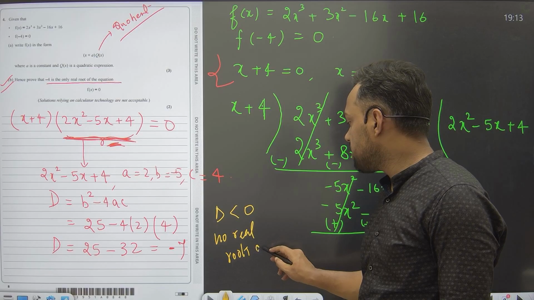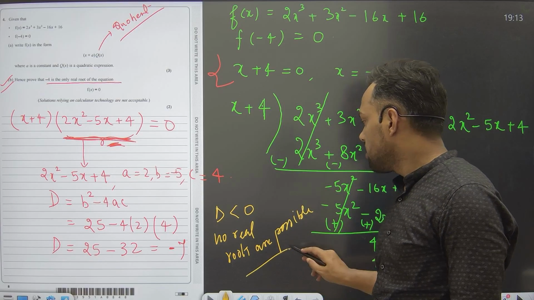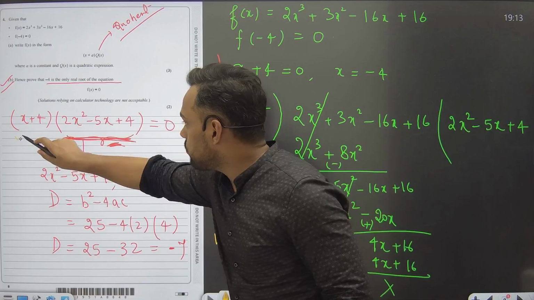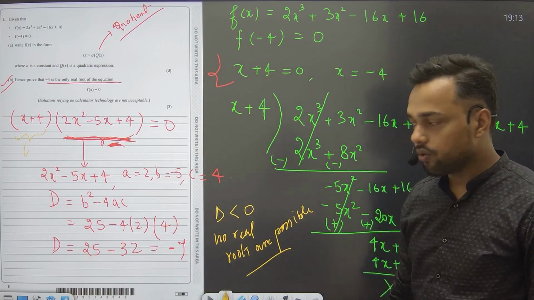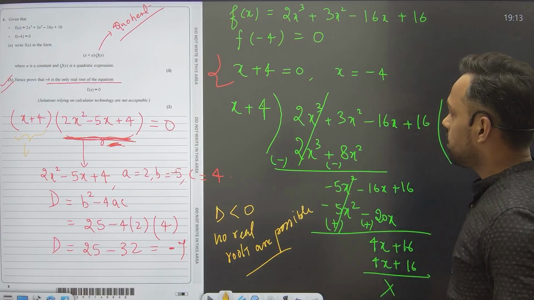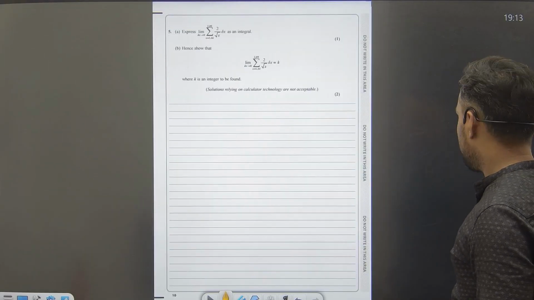Hence we can say that this is the only possible root, that is negative 4. Okay, so this is how you need to solve this problem, students. Now let's move to the next question.